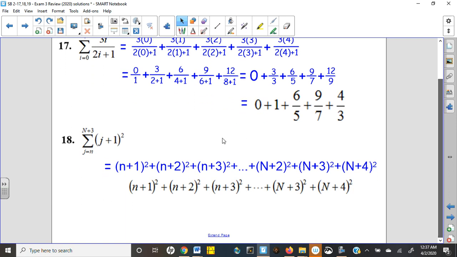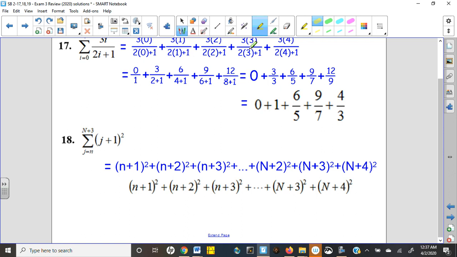Number 18 was another just summation problem. 18 was actually one that was asked, so we'll spend a little bit of time with this one. I honestly think that what confuses some people on this is that you have a little n on the bottom, right? And a big N on the top. And I think that just messes with people.